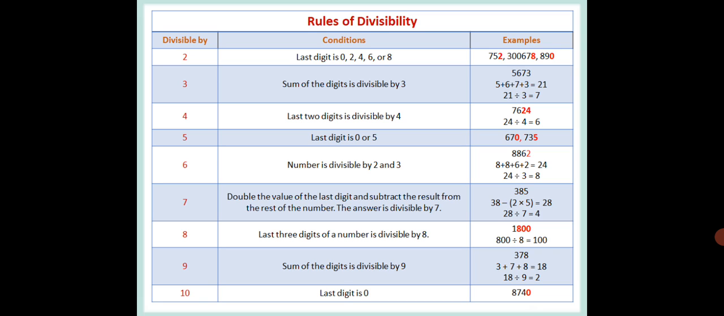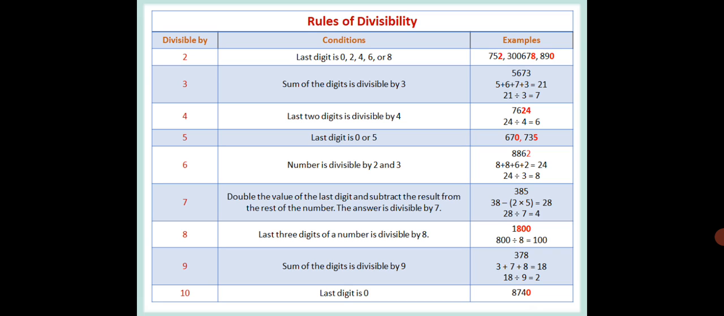If the number is divisible by 2 and 3, then surely the number will be divisible by 6 also. Remember, if a number is divisible by 2 and 3, then surely the number is divisible by 6.